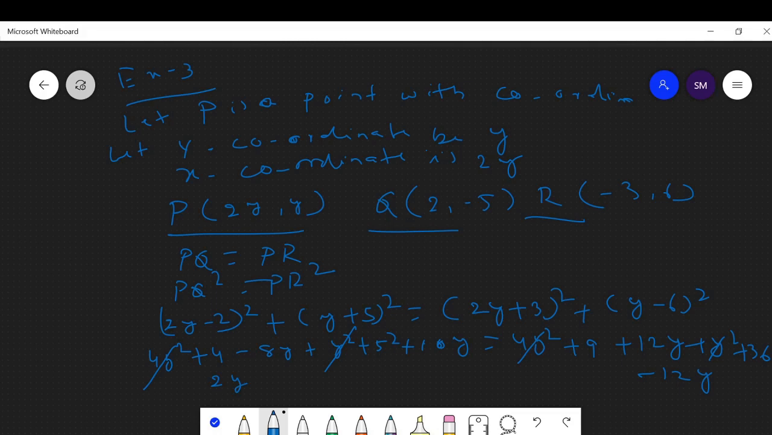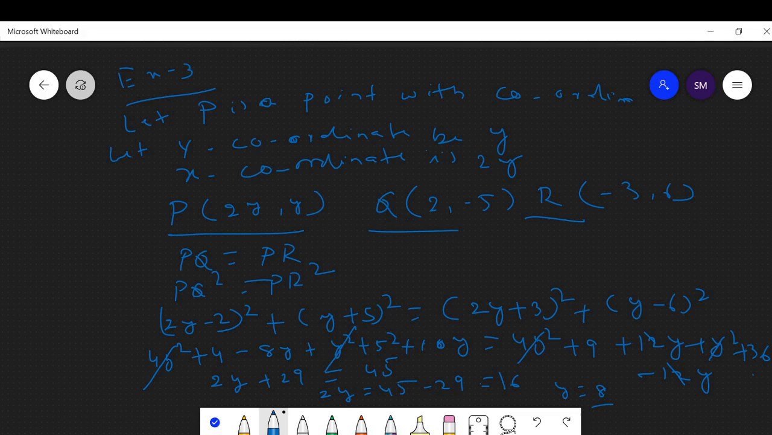2y, 25 plus 4 plus 29 is equal to 12y minus 12y cancel. 36 plus 9 is equal to 45. Then here 2y is equal to 45 minus 29, which is equal to 16. Hence y is equal to 8. As y is equal to 8, 2y is equal to 16.